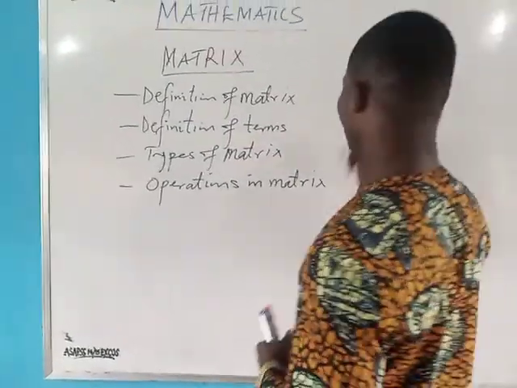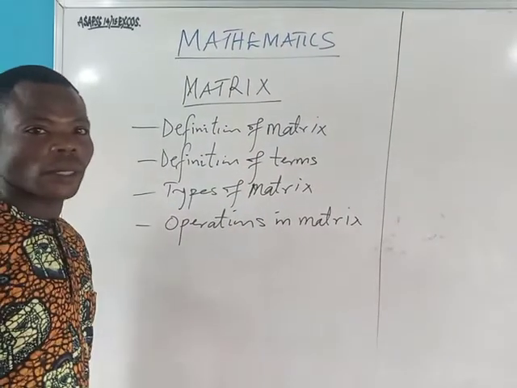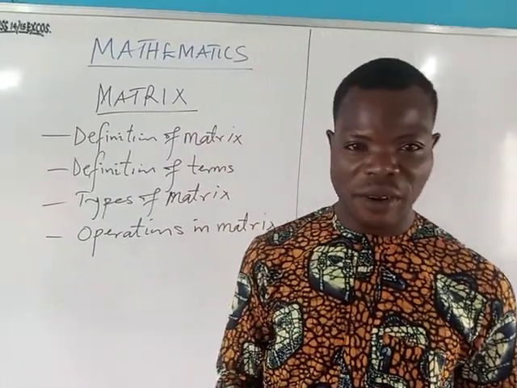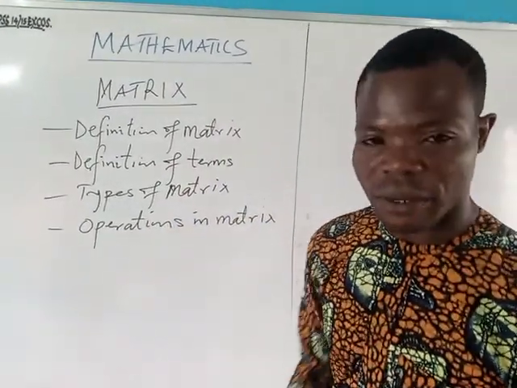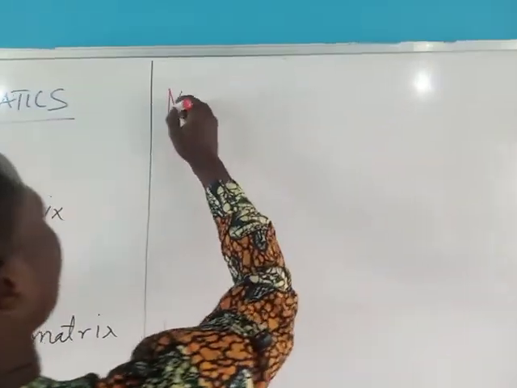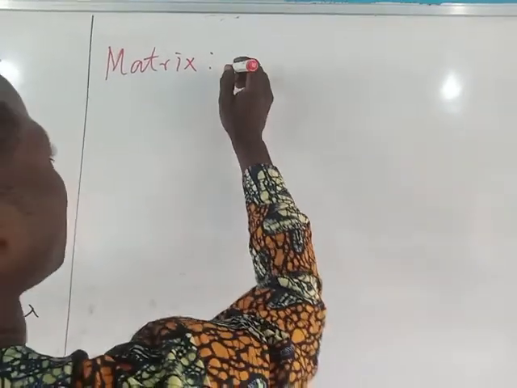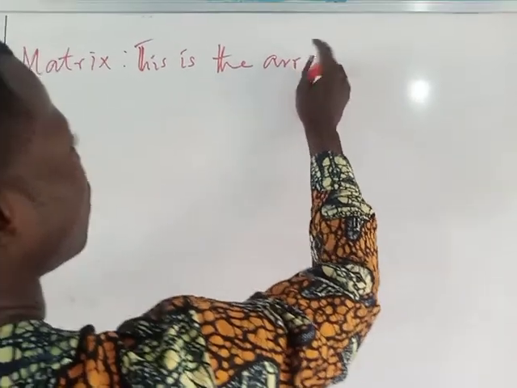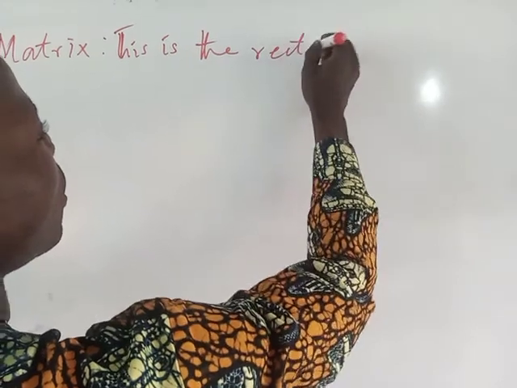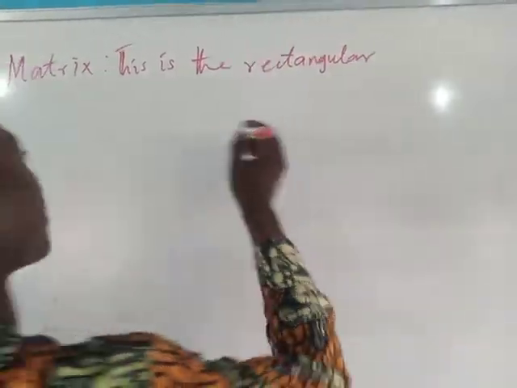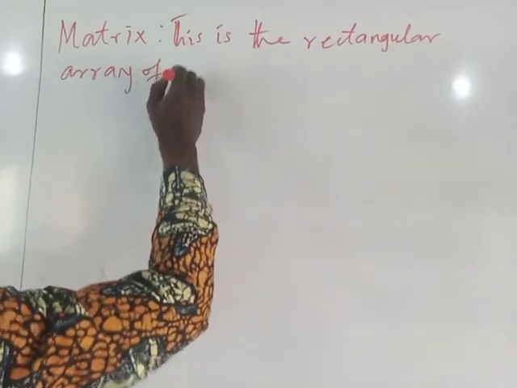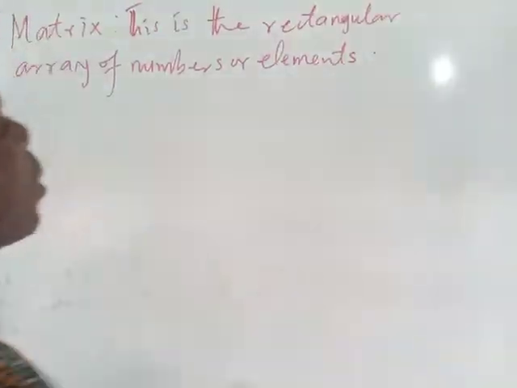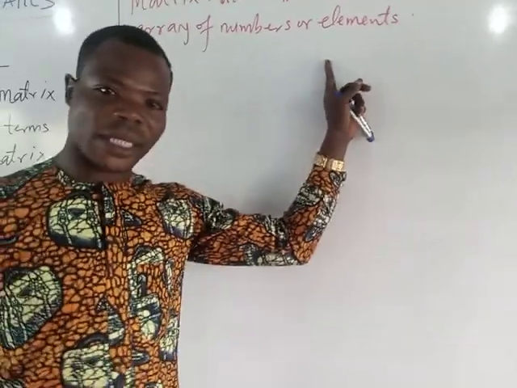So let's look at the first one. So let's look at this one after the other. Definition of matrix. What is a matrix? A matrix is the array of elements or numbers in a rectangular form. This is the array, or this is the rectangular array of numbers or elements. So the rectangular array of numbers or elements is known as a matrix.